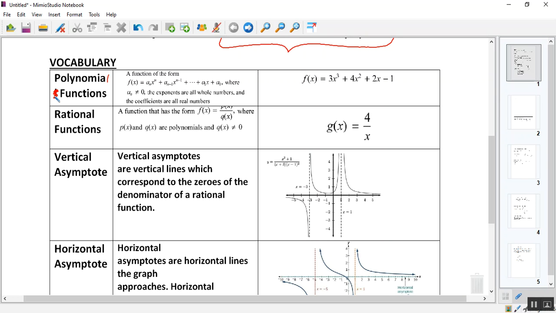So a rational function is a function that has the form f of x equals p of x over q of x, where p of x and q of x are both what, kids? And q of x cannot equal what? So in this case, understand that a rational function is a polynomial function over another polynomial function. And the reason the bottom can't be 0 is what in a rational function? The universe ends. You don't want denominators to be 0, right?